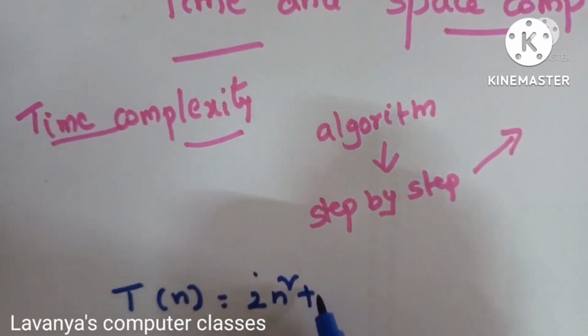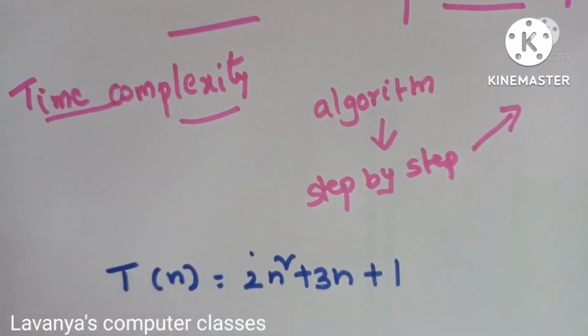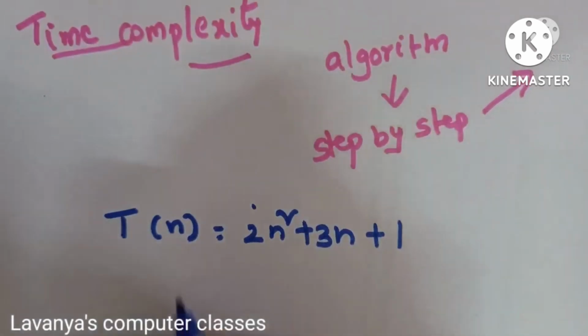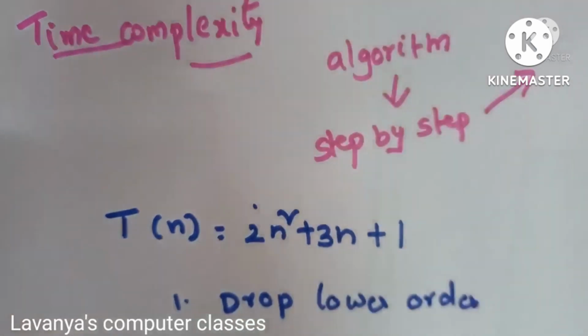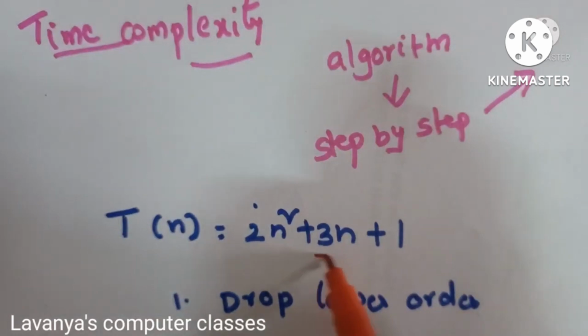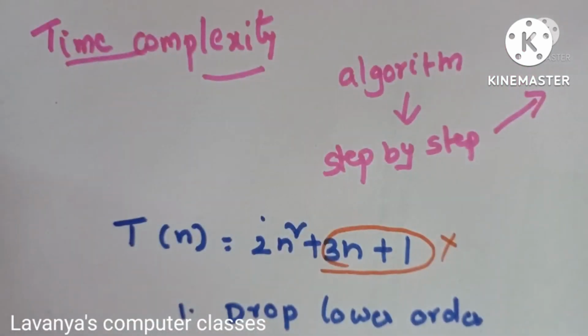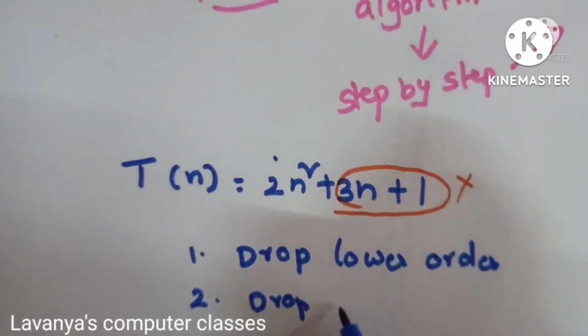For example, I will take one simple example like T of n equal to 2n square plus 3n plus 1. For executing this line, how much time do we require? That is the time complexity. For finding the time complexity of this line, first drop all lower order terms. What is the lower order term? That is 3n plus 1. So just remove 3n plus 1. The second step is to drop all the constant multipliers.